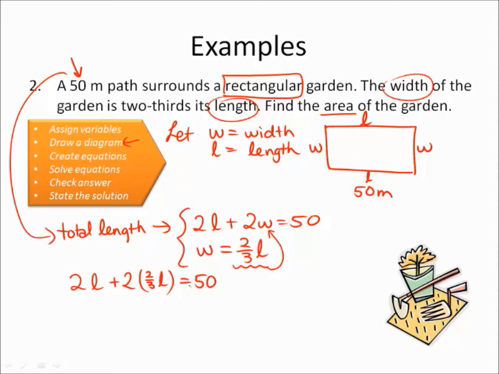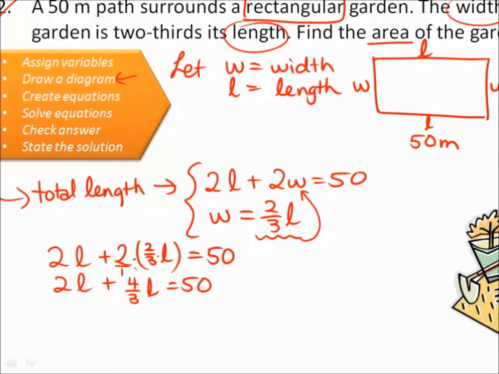Now let's take a look at how to solve this. We've got twice the length plus 2/1 times 2/3 times L, which is 4/3 L, equals 50, just by multiplying these fractions. Now we're adding up 2 plus 4/3 because these are like terms. 2/1 is the same as 6/3. 6/3 plus 4/3 gives us 10/3 length equals 50.